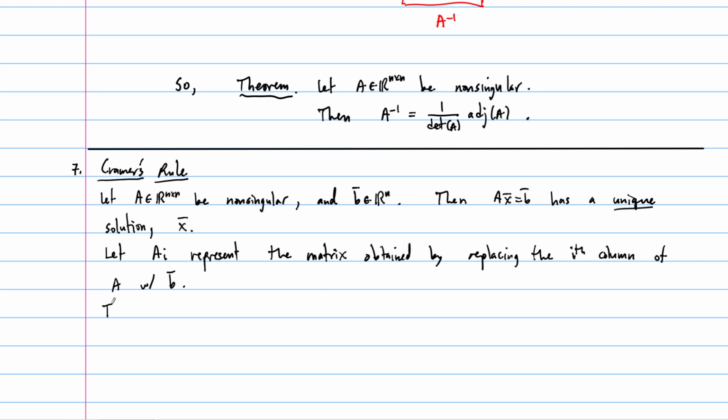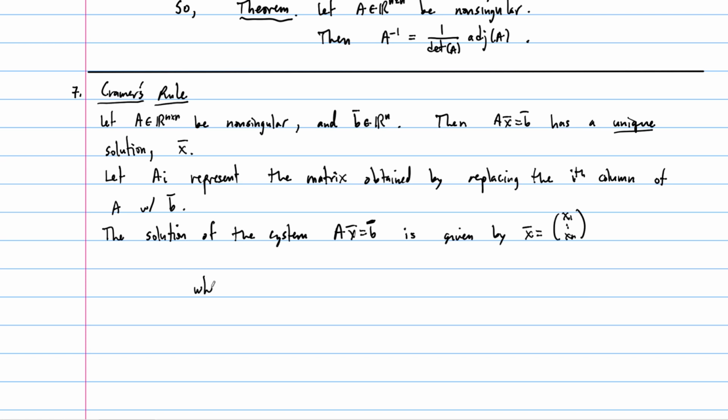And then here's what Cramer's rule says. The solution of the system AX equals B is given by X equal to X1 to Xn. The reason I write it like this is because I'm going to write it entry by entry. X sub i, the ith entry of the solution, is equal to the determinant of the ith matrix that we built, divided by the determinant of the coefficient matrix A of the system. I'm using the vertical bars to represent the determinants here.